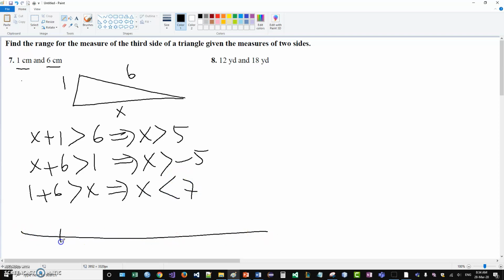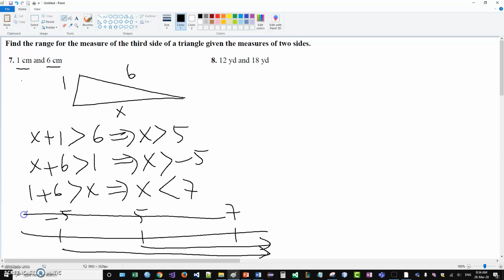Again, minus 5, 5, and 7. X greater than 5, x greater than minus 5, and x less than 7. The common area is x between 5 and 7.